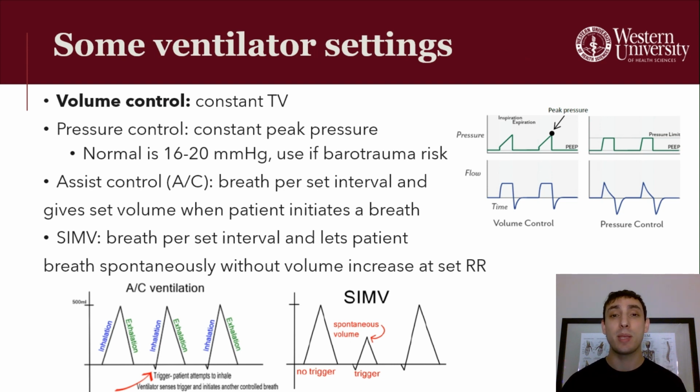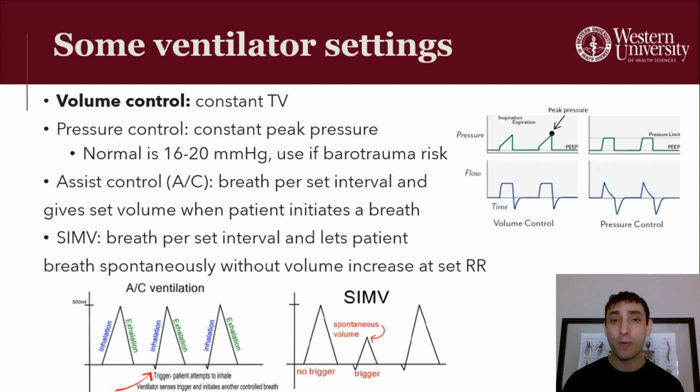Normal peak pressure is going to be about 16 to 20, and you really want to think about this if your patient is at risk for barotrauma. Also note that in GI cases where the surgeon is pumping gas into the patient's stomach to help visualize things, that's going to be pushing against the diaphragm, and that's going to increase your peak pressure. You can also counteract this a little bit with PEEP if you choose to do so.